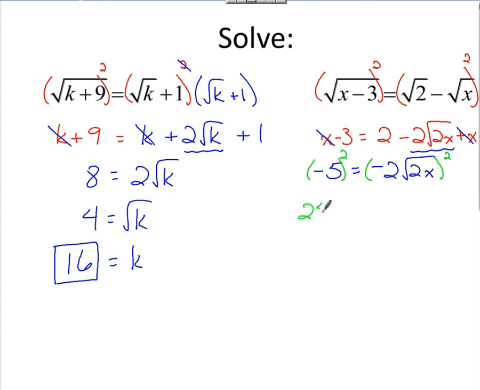So over here we get 25. Over here, if I'm squaring the negative 2, I get 4. Squaring the root disappears and you're left with 2x. So we've got 8x over here. Solving for x, divide 8 over. X equals 25/8. The only thing left to do, once again, is plug in 25 over 8, make sure everything's legit. Is it going to be legit?